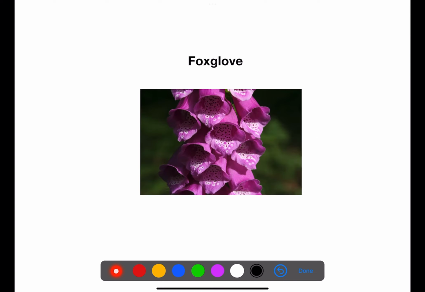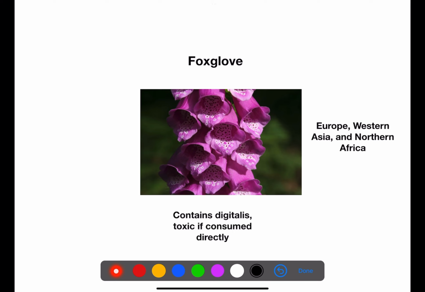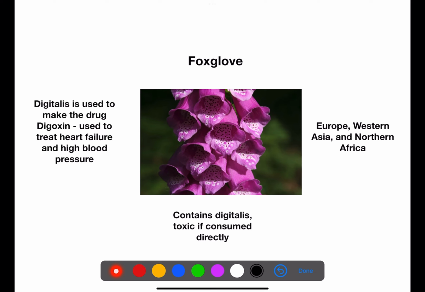The first plant we're going to look at is the foxglove. Foxglove can be found in Europe, Western Asia and Northern Africa. It contains a compound called digitalis, which is toxic if consumed directly and was used as a poison. However, digitalis can be used to make the drug called digoxin, which is used to treat heart failure and high blood pressure. The discovery of the compound was by a Scottish doctor, Dr. William Withering, in 1775. However, the plant had been used for both therapeutic and poison purposes for a long time before that.